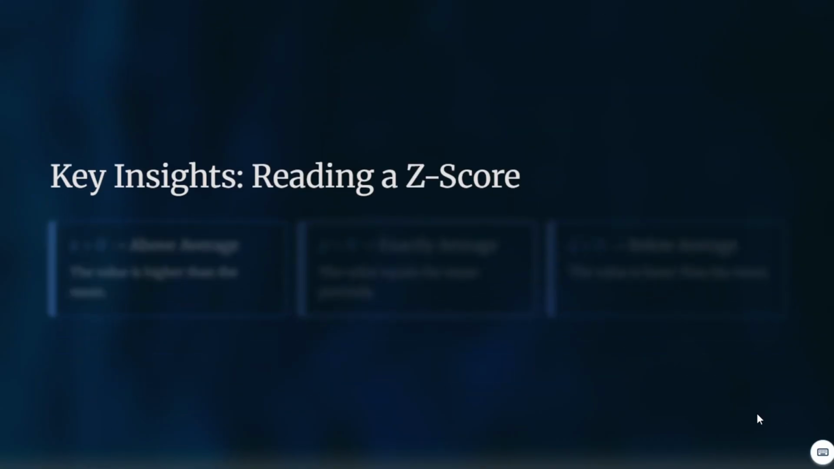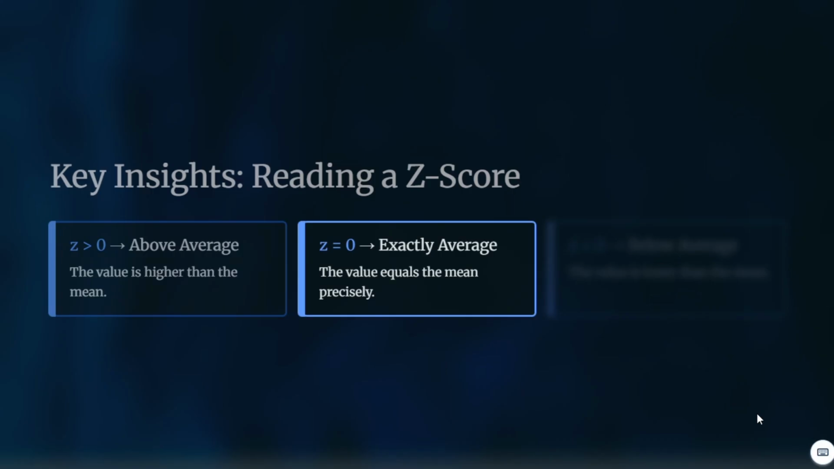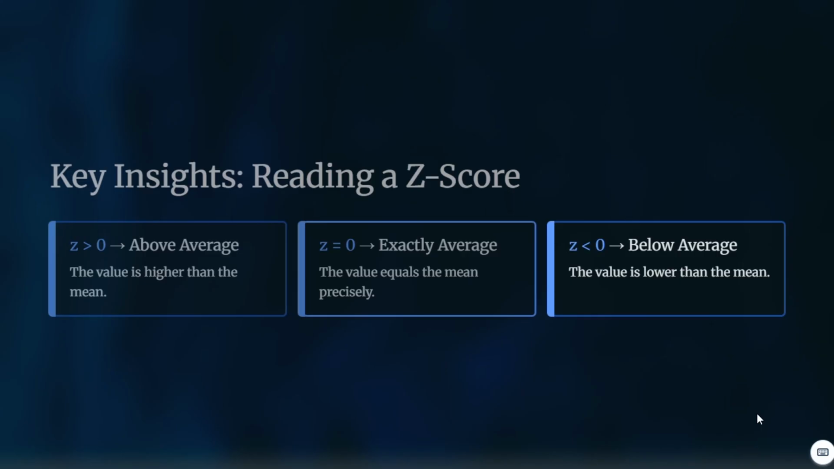So, reading a z-score: if the z-score is greater than 0, that means that it is above average. The value is higher than the mean, and the larger the z-score, the more exceptional the result is. If the z-score equals 0, that means that the value is equal to the mean. There's no deviation from the center of the distribution. And if the z-score is below 0, the value is lower than the mean, and the more negative, the more unusual the result. The farther from 0, the more unusual the value in either direction.